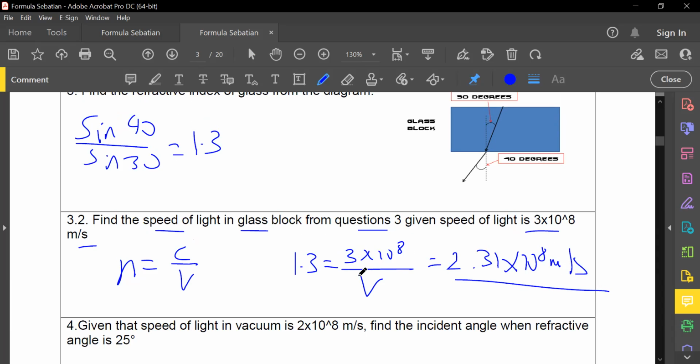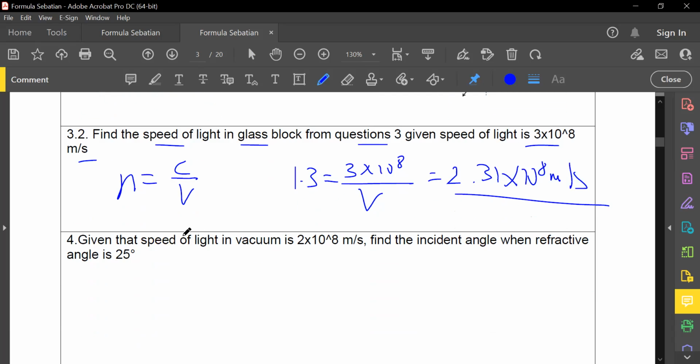Do your own calculation. My working is correct, but my calculation might be a bit wrong because it's relying on someone else. Yeah, but anyways, this is how you're supposed to do it, right?